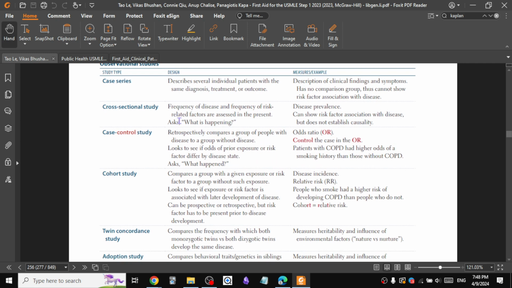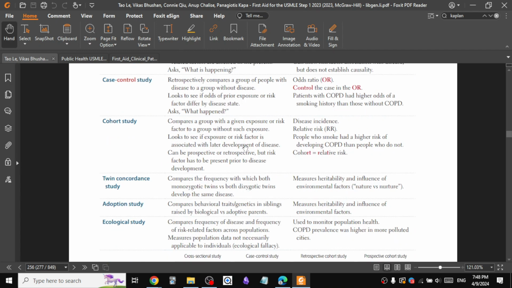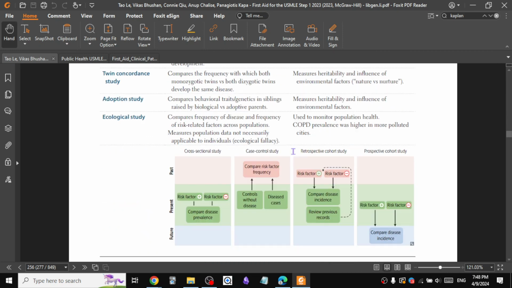So go through these things, right? Case series we know now. Cross sectional, frequency of disease and frequency of risk related factors are assessed. Okay, so what is happening? Case control, you go backwards. So what happened? And cohort, both the questions can be asked, but then you also look to see if exposure risk factors associate with later development of disease. So prospective stuff.